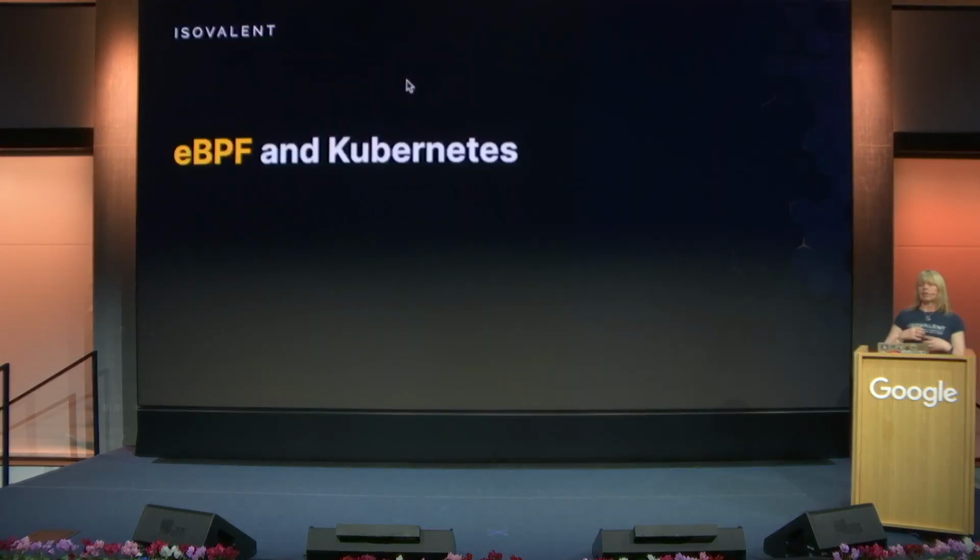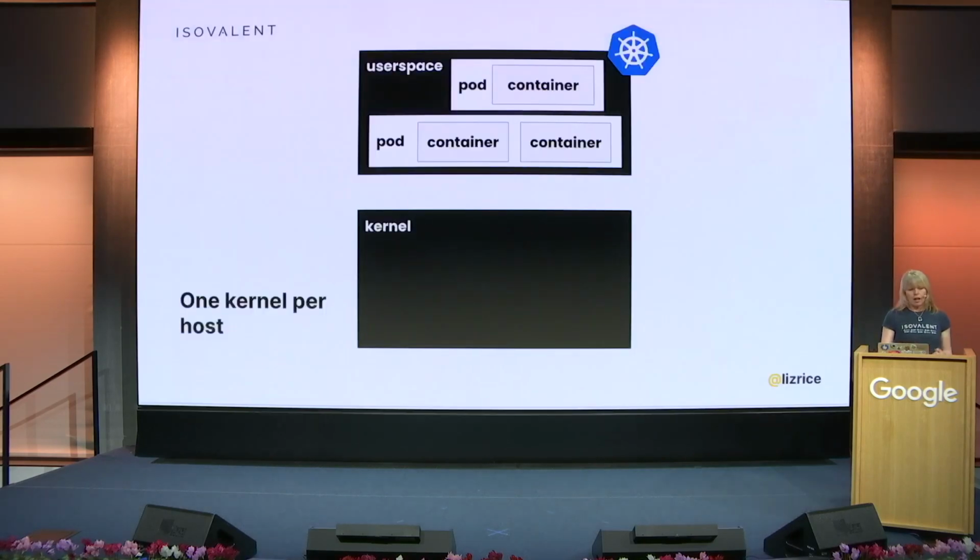How do we use that information in a cloud-native environment? What does it mean to use eBPF when we're in a Kubernetes environment? We're running our applications in containers, and those containers are in pods. But however many pods we've got, however many containers we've got, they're all sharing one kernel. There's only one kernel per virtual machine or bare metal machine.